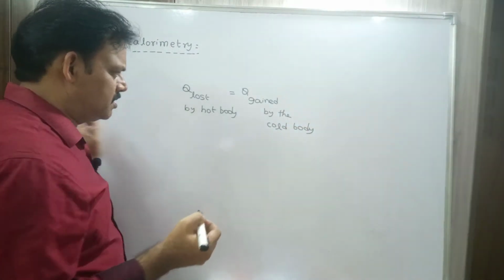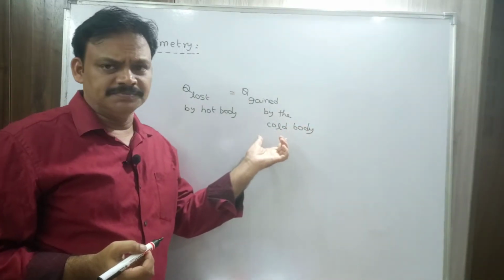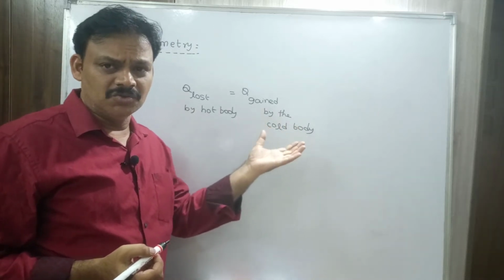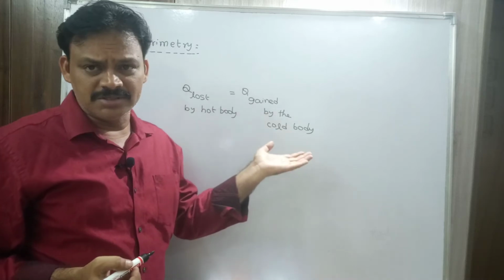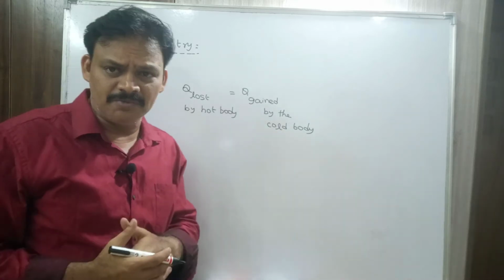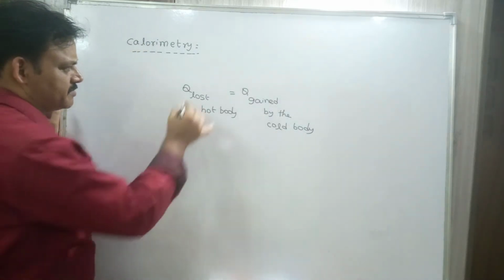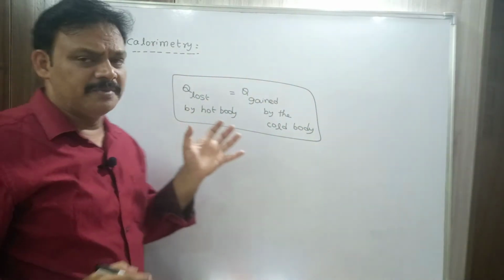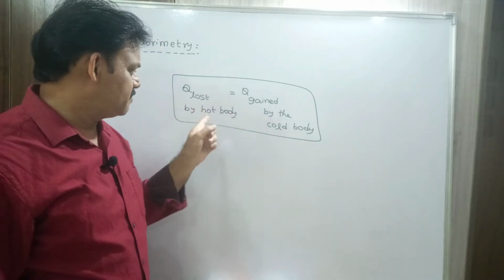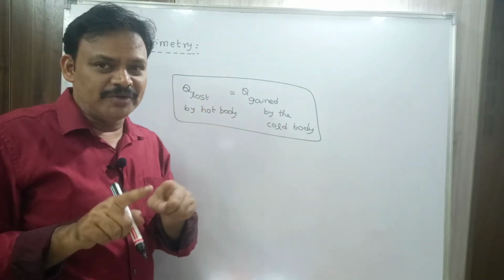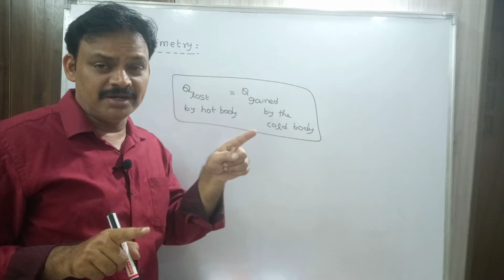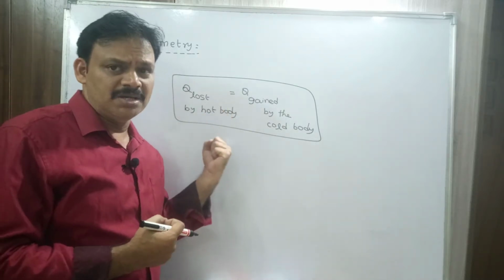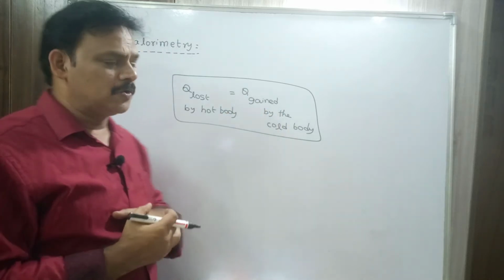Sometimes the cold body may be the calorimeter, sometimes the cold body may be water. So there may be two cold bodies and one hot body. That depends upon the given numerical problem. So this is the basic core formula for calorimetry, the principle of calorimeter. Provided there is no heat loss to the surroundings, the amount of heat lost by the hot body is equal to the amount of heat gained by the cold body.